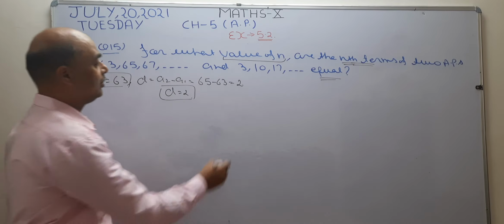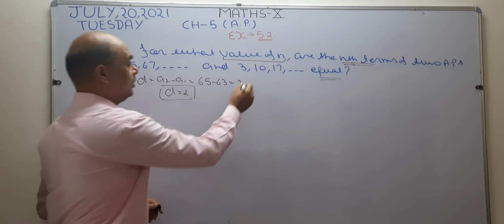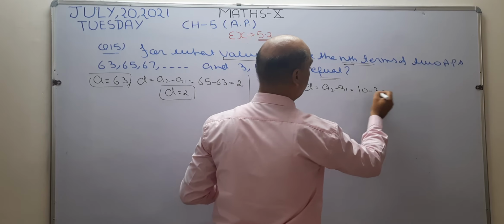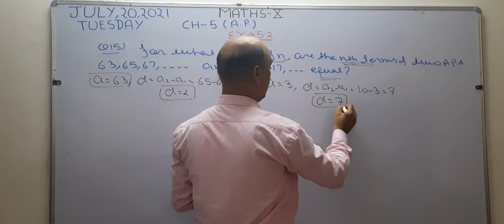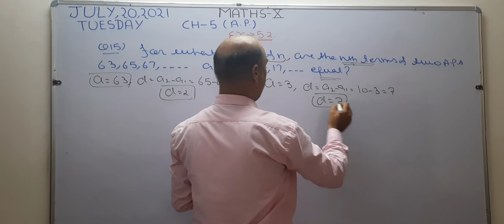Now I want to check the first term of the second AP. The first term of the second AP is 3. And its common difference is A2 minus A1. What is the value of A2? 10. What is the value of A1? 3. So 10 minus 3 is 7. So the common difference of the second AP is 7, and the first term of the second AP is 3.